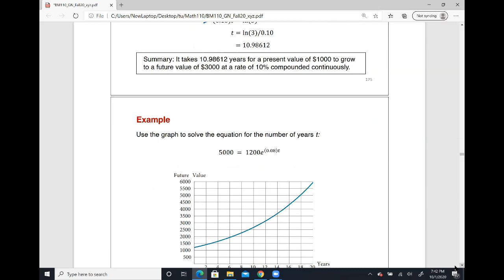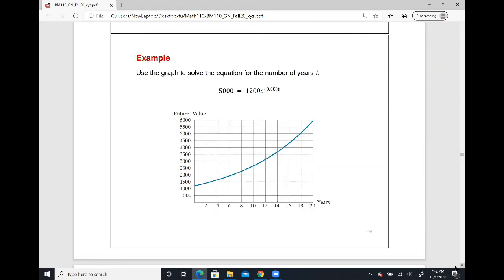Now, we're going to use a graph to solve the equation for the number of years t. I'm going to say approximate with the graphical method. So look for the 5,000 for the future value, it is here, right?